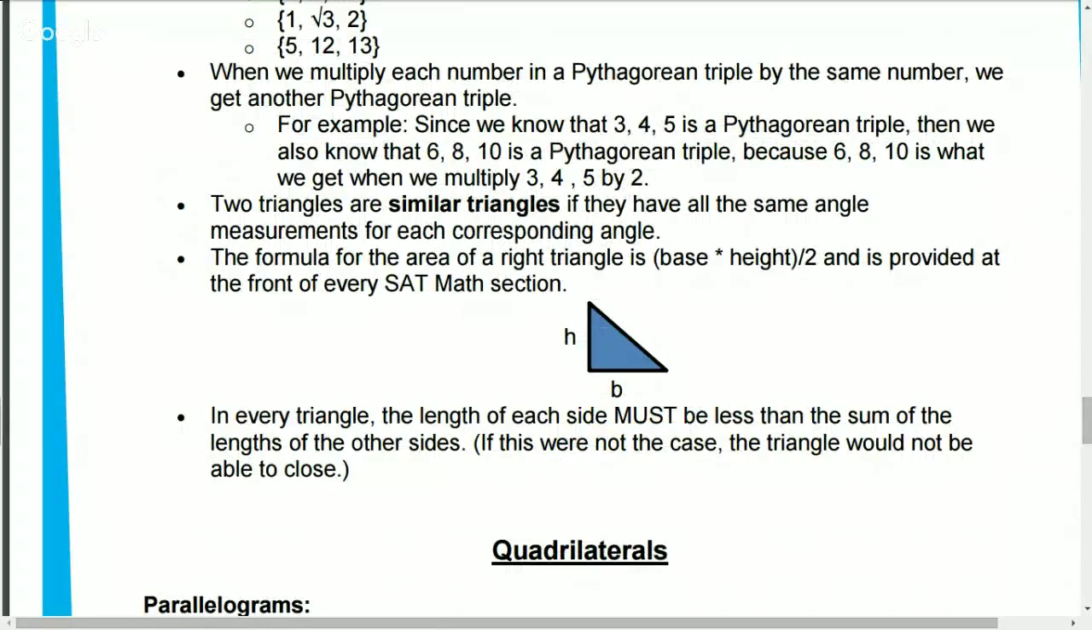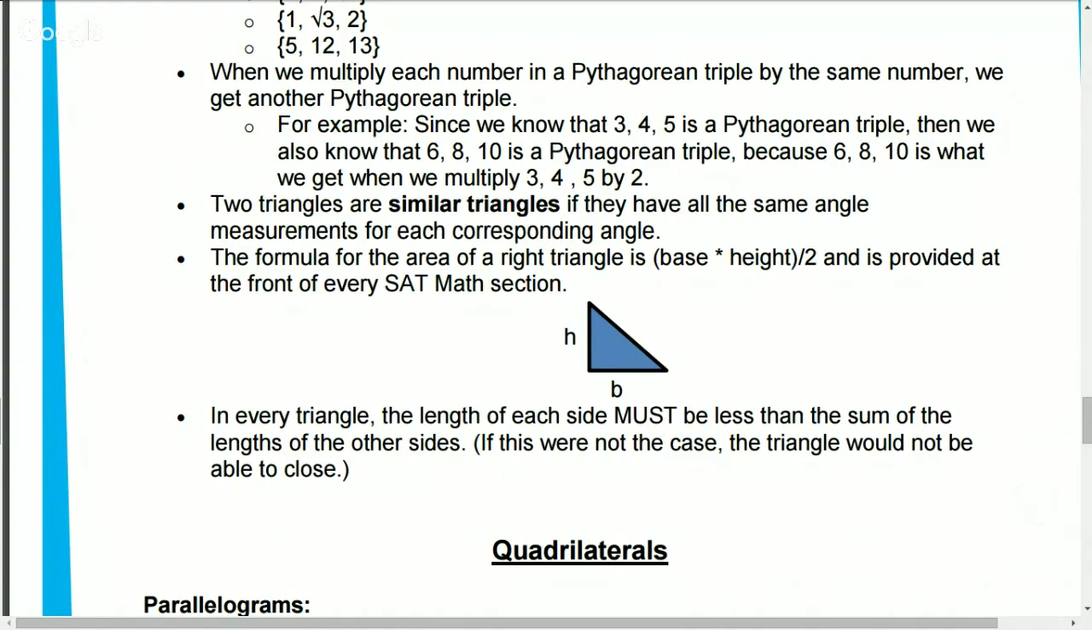Two triangles are similar triangles if they have the same angle measurements for each corresponding angle. The formula for the area of a right triangle is base times height divided by 2, and it is provided at the front of every SAT math section. But on the SAT math section, it's very important to memorize all of the key formulas and key points about triangles, simply because it saves you a lot of time from flipping through the paper.